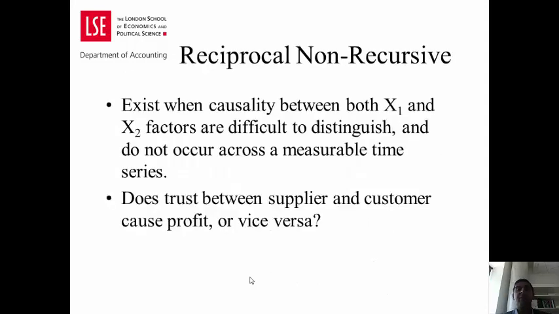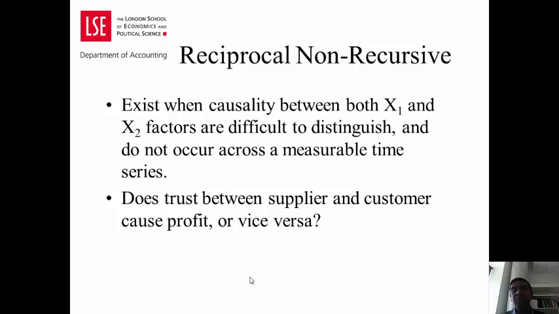The final relation is the reciprocal non-recursive relation. Here we observe a relationship where causality between x1 and x2 are difficult to distinguish. So we don't have a y, we don't have a dependent, because we're not even sure what's dependent on what. It's almost that chicken or the egg type example. I'll give you a simple example. Let's say we're looking at the trust between a supplier and a customer and the profits of both organizations. So trust is one and profit's the other.